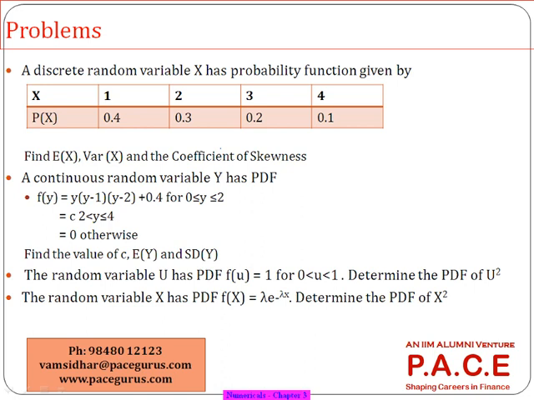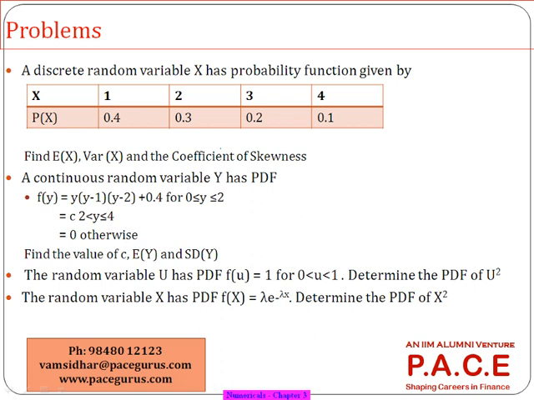A continuous random variable y has this particular distribution function. F of y equal to y into y minus 1 into y minus 2 plus 0.4, for 0 less than or equal to y less than or equal to 2. It is equal to c, some constant, for 2 less than y less than or equal to 4. So basically y will lie only between 0 and 4 because it is 0 after that. Now what is the value of c?